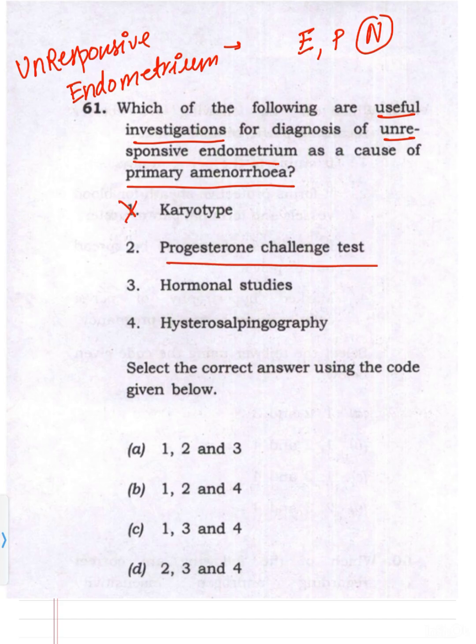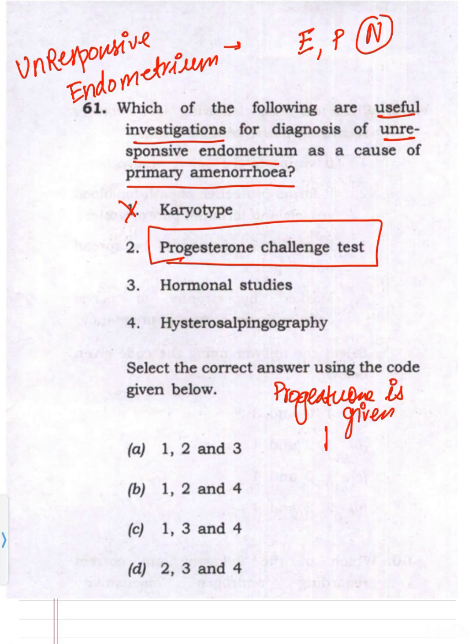Second is the progesterone challenge test. Yes, it has a role. What is the progesterone challenge test? In the progesterone challenge test, we give progesterone for certain days, and then all of a sudden it is withdrawn, it is stopped. When you stop it, if there is bleeding, it means the progesterone challenge test is positive. If there is no bleeding, it means the progesterone challenge test is negative.